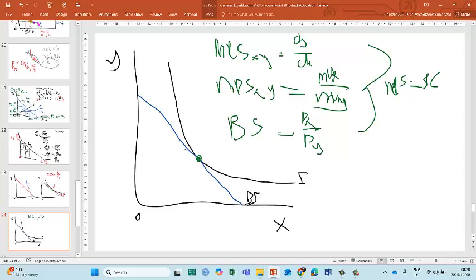Therefore, there's three things that are equal to one another, and that is dy over dx is equal to the marginal utility of x over the marginal utility of y is equal to the price of x over the price of y. So those three things are equal at this specific point. Okay. Hope that makes sense.